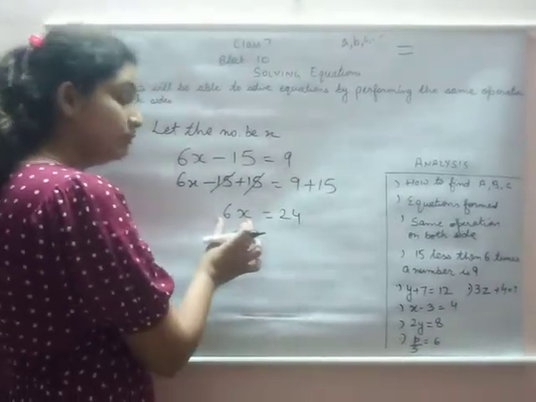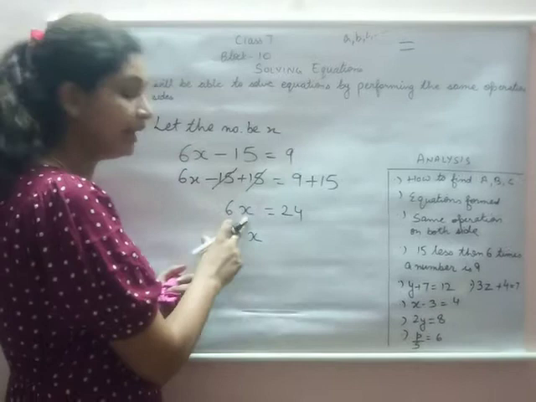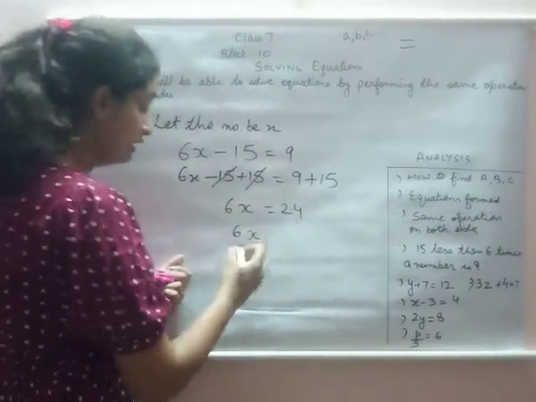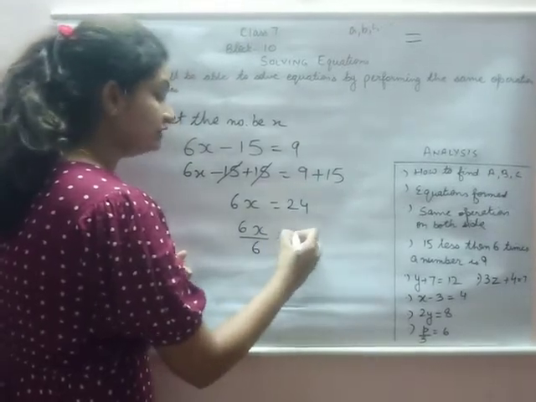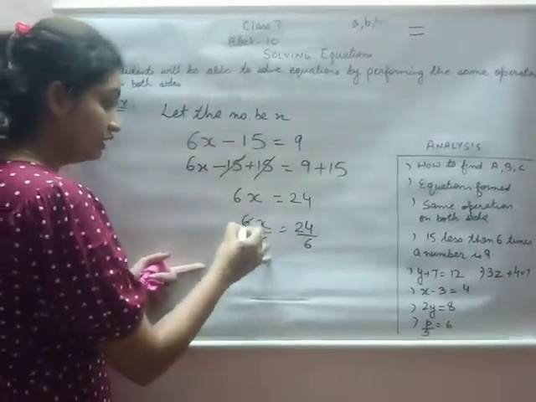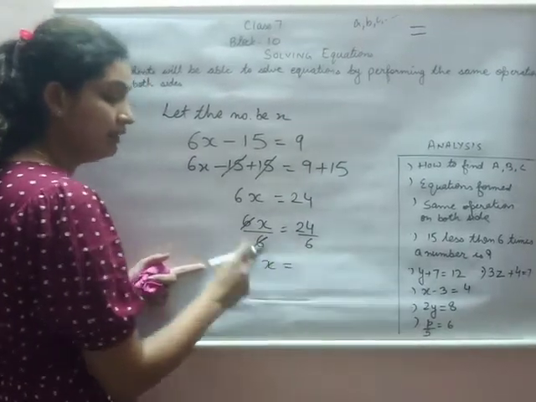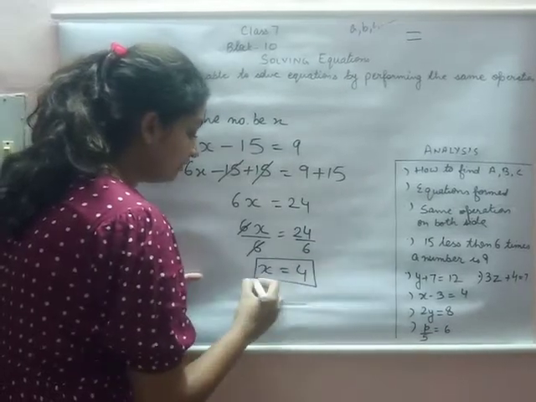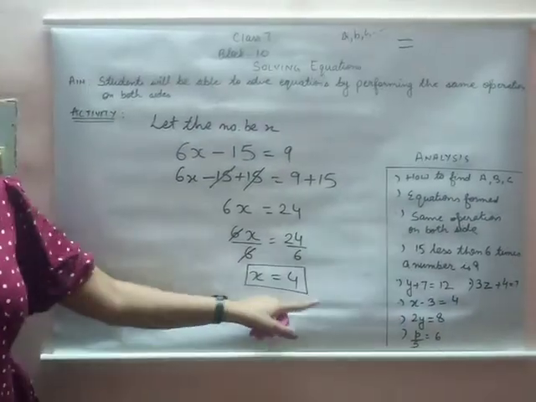There is a multiplication relation between the constant and the variable. What are we going to do over here? We will divide by 6 on the left side and by 6 on the right side. Now see, here the variable remains isolated. Now 6 fours are 24. The value of this variable x is equal to 4.